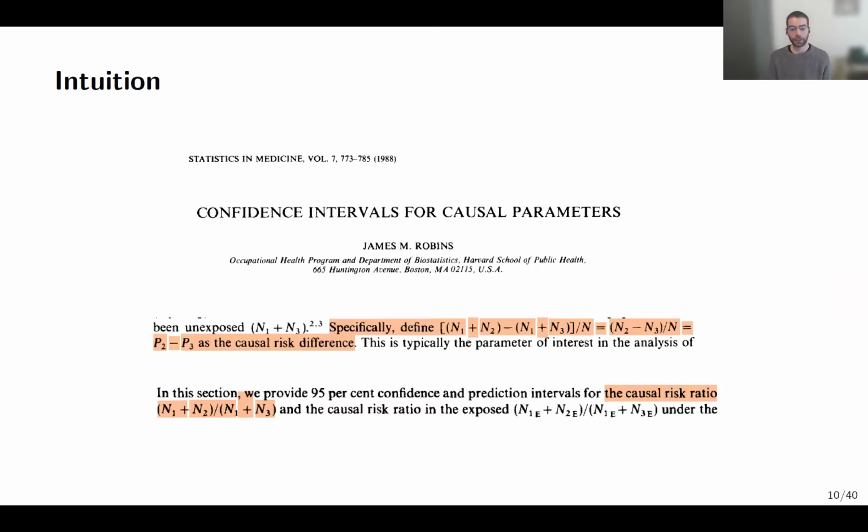And I believe that there is a simple way to explain this. I think the proof of this statement is not very complicated, but it's even easier when, instead of looking at probabilities, we look at absolute numbers. So here I picked this paper from Robins in 1988. I could have picked any other paper in which they presented this formula.